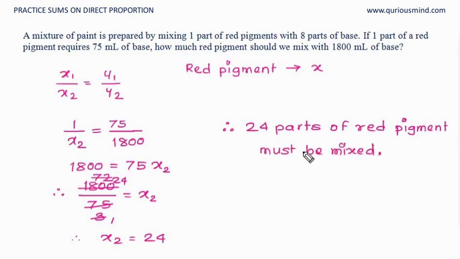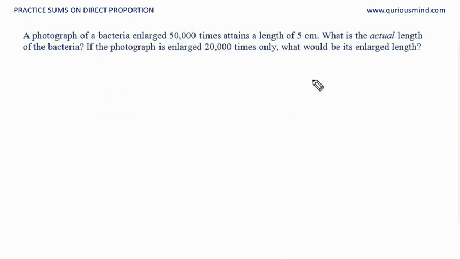Let's do the next one. A photograph of a bacteria enlarged 50,000 times attains a length of 5 cm. What is the actual length of the bacteria? If the photograph is enlarged 20,000 times only, what would be its enlarged length? So here, let's call length X and enlargement Y.